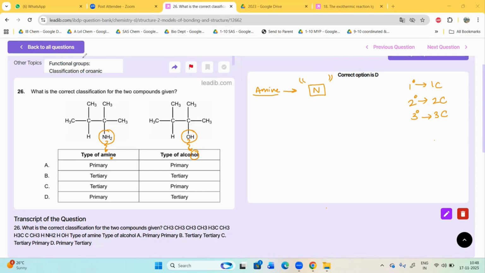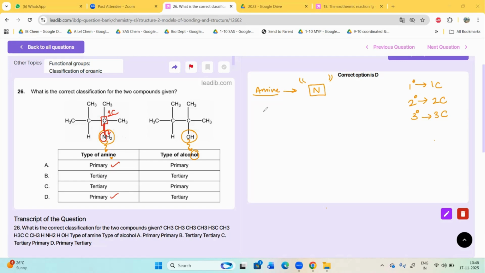Look at my diagram here. As you can clearly see, this nitrogen is only bonded to one carbon and the remaining two are hydrogens. Since it's only one carbon here, that is why it's primary. So for amines, we look for nitrogen. The next part is what?